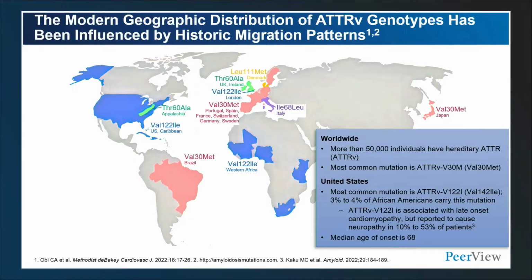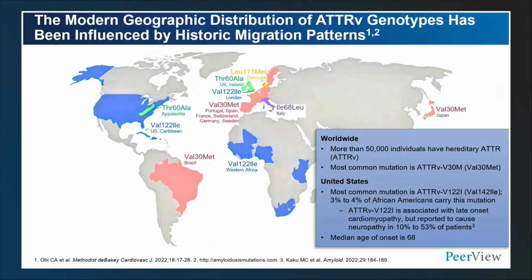In the United States, the most common mutation is the V122I or V142I mutation. This is thought to occur in up to 3 to 4% of African Americans. The mutation is associated with late-onset cardiomyopathy, but neuropathy does occur in about 10 to 50% of patients, and I'll talk a little bit about that. The median age of onset is 68.